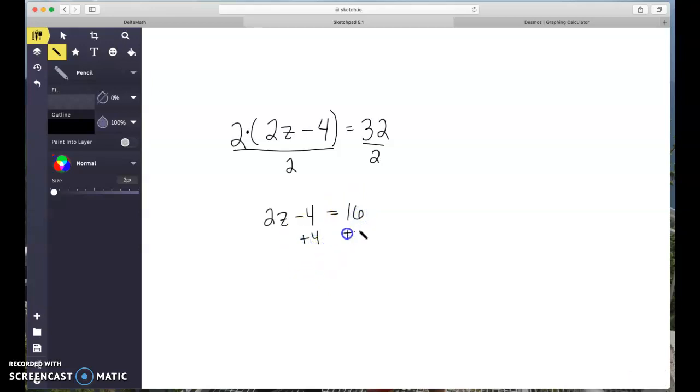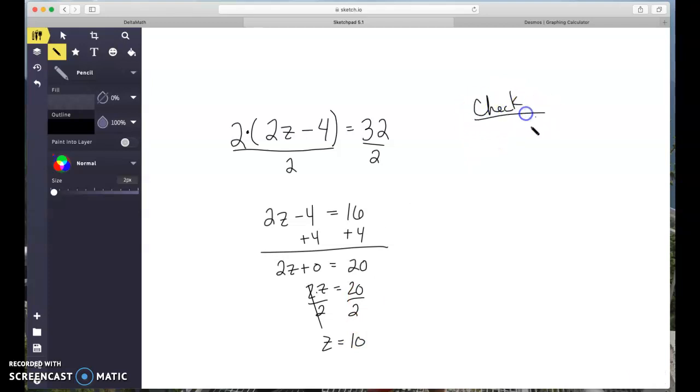Add 4 to both sides of my equal sign. 2z plus 0 equals 20, right? 2z equals 20. And divide both sides of my equal sign by 2. 2 divided by 2 is 1z, and 20 divided by 2 leaves me with 10. Of course, I always want to make sure and check my work.